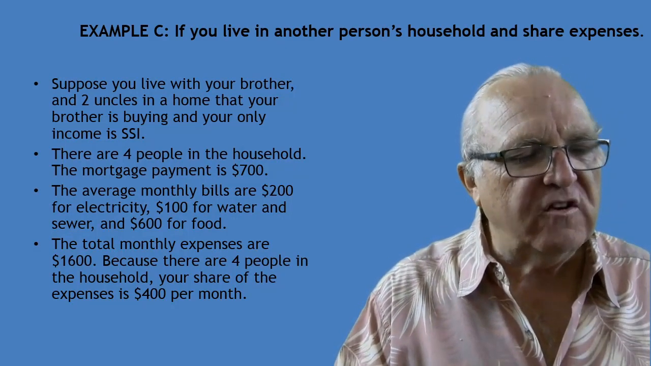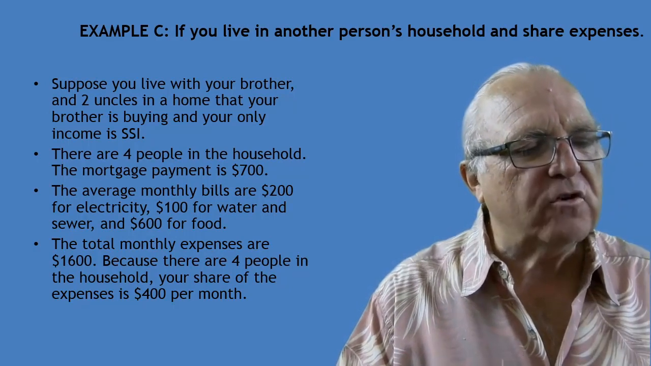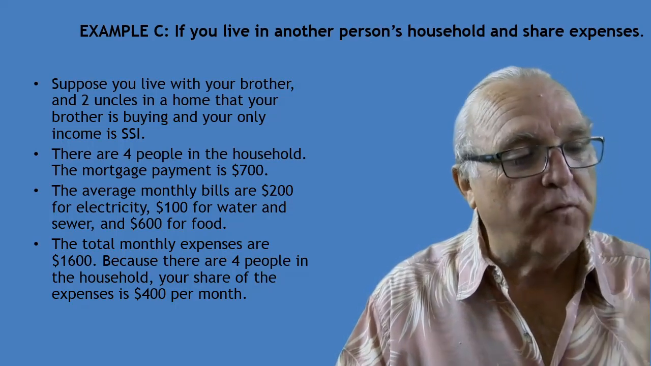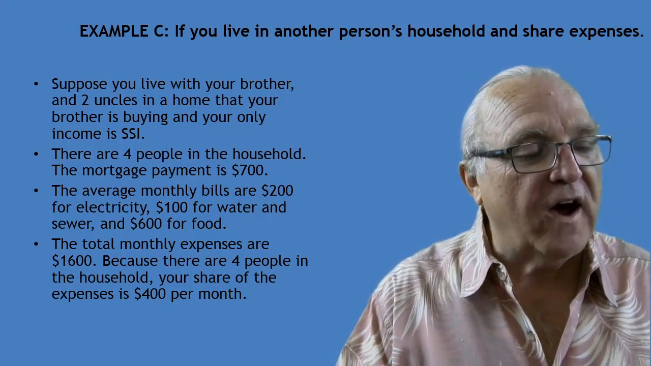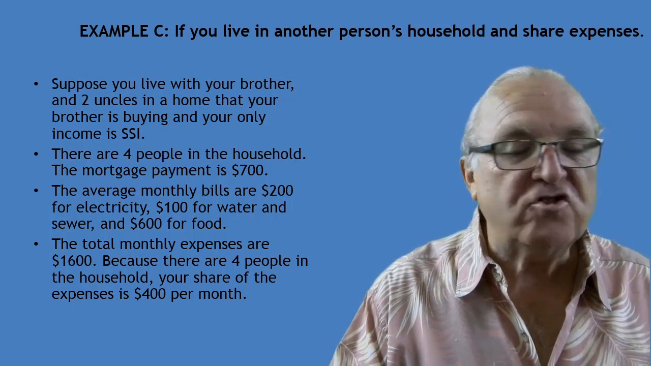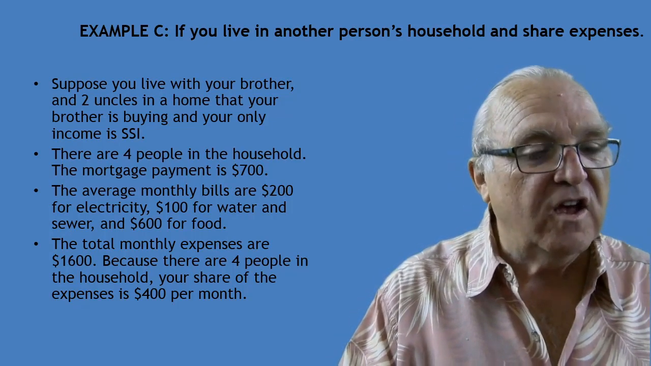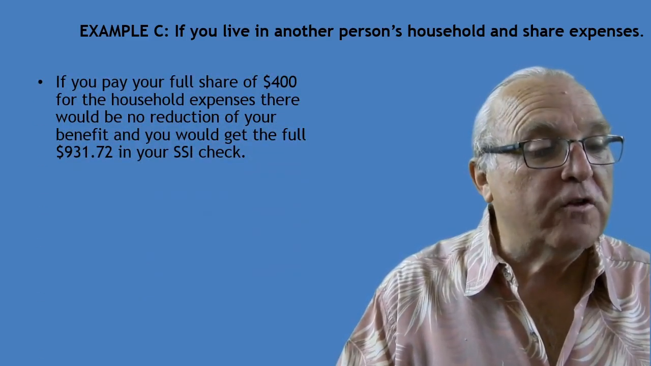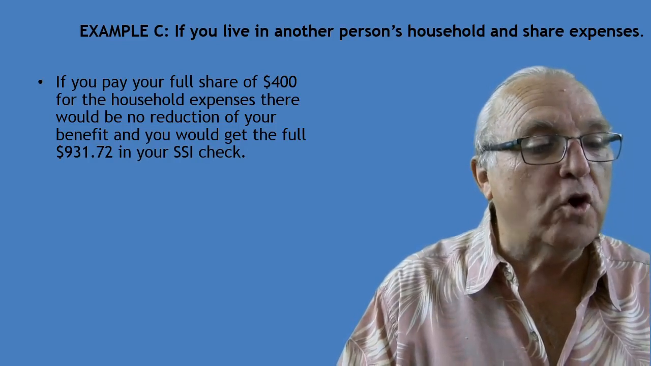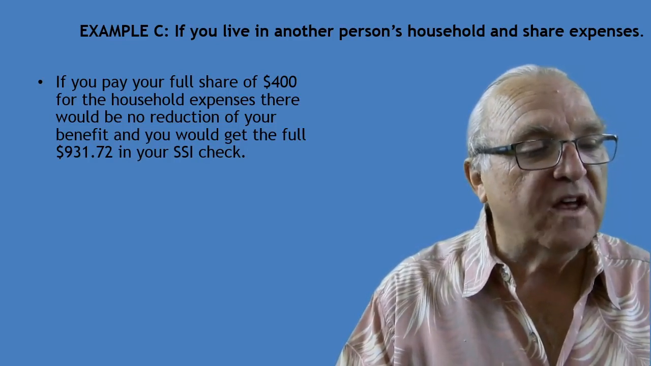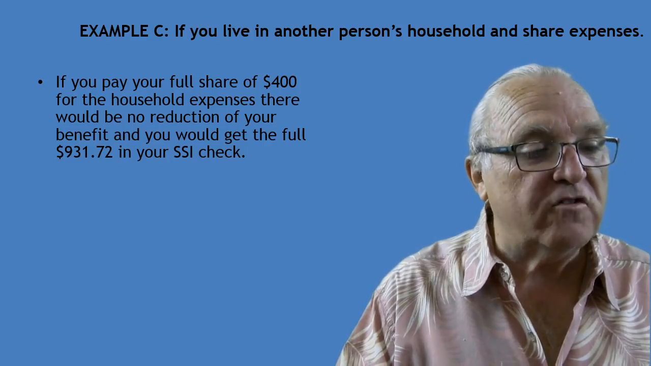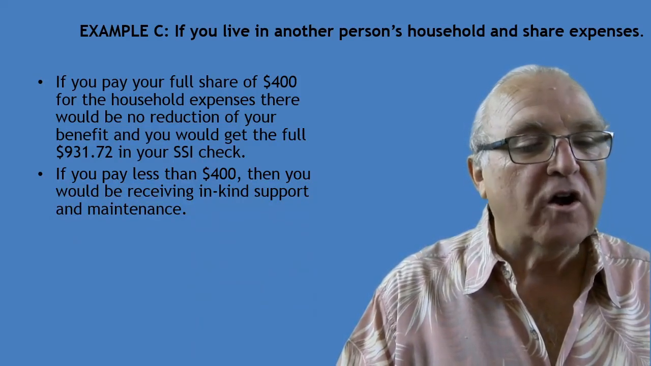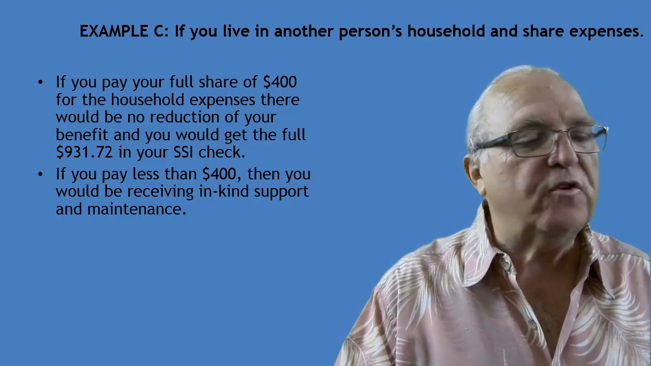And what Social Security does when they treat you as part of a household, they take the number of people in the household. In this case, they take the 4 people that are living under that roof, divided by 4, and that means that the fair share for the household expenses in this case is $400 a month. If you were to pay your full share of the $400 for the household expenses, there's no reduction of your benefits, and you would get the full $931.72.